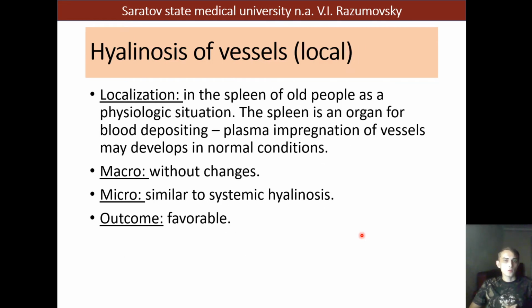Hyalinosis of vessels, local form. Localization may be different. It may happen in the spleen of all people, and it will be like a normal, healthy situation. The spleen is an organ with blood deposition. So plasma impregnation of vessels may develop under normal conditions. Macroscopically, we couldn't find any changes. Microscopically, we can find changes similar to systemic hyalinosis. In small areas of the organ, we can find hyaline dots. The outcome is favorable. It's not a disease, it's a normal process in our body.